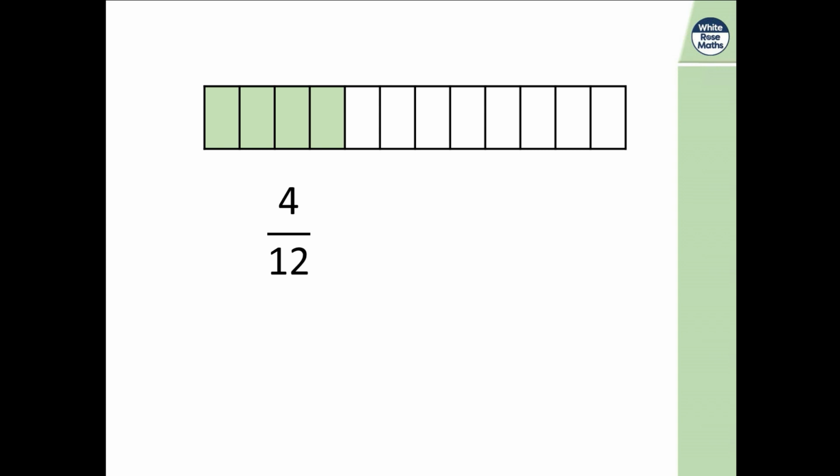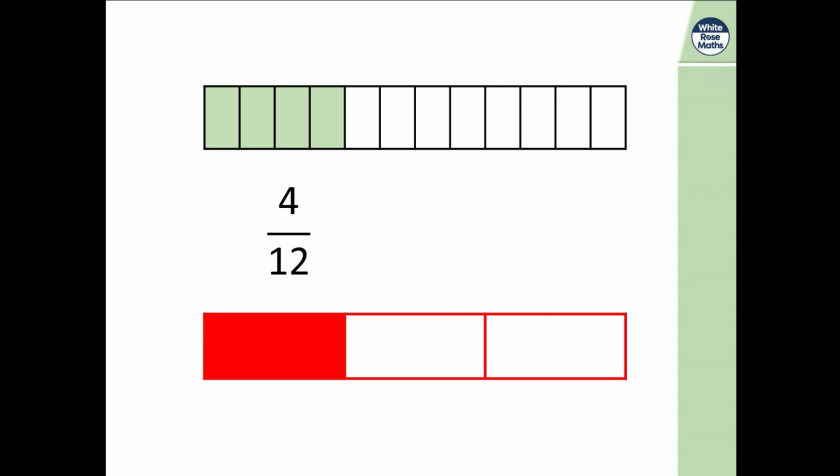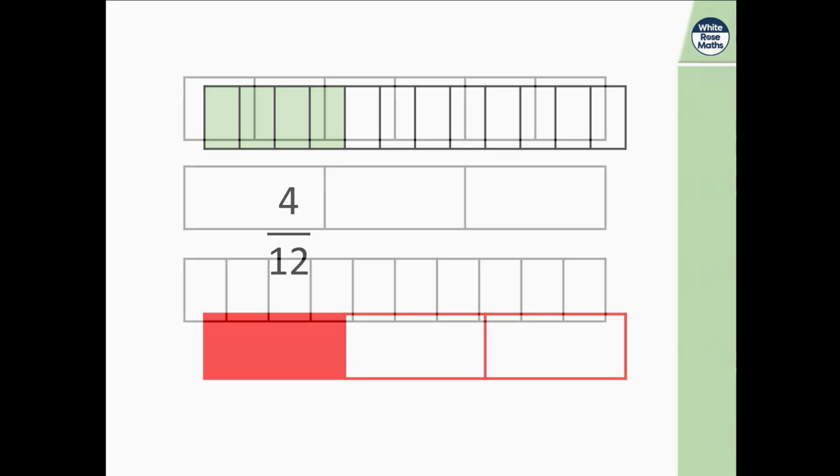Let's have a look. If we cover the shaded area, we can see there are 2 more blocks of 4, making 3 sections altogether. 1 out of 3 sections is the same as a third. Can you also see that the green area is equivalent to a third? 1/3 is the same as 4/12.